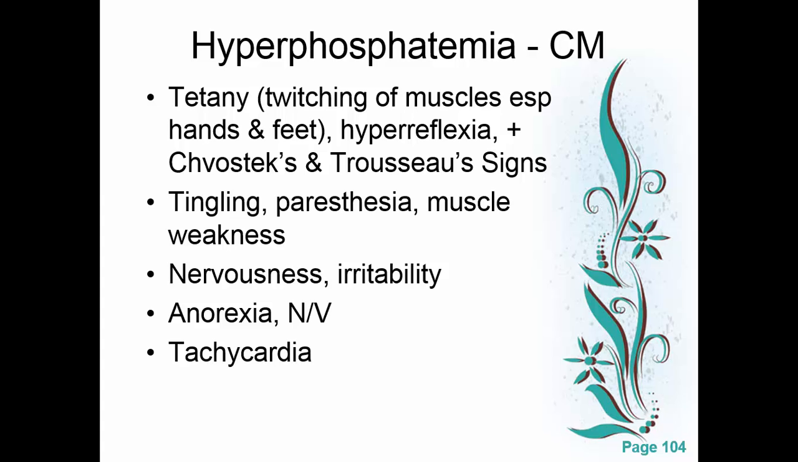Manifestations are going to be tetany, twitching of muscles, especially in the hands and feet, hyperreflexia, you've got your positive Chvostek's and Trousseau's signs, tingling, paresthesia, and muscle weakness, nervousness, irritability, anorexia, nausea, vomiting, and tachycardia. So you can see with this tetany and positive Chvostek's, Trousseau's, and hyperreflexia, how those are the same signs and symptoms that we saw with hypocalcemia. And remember, hypocalcemia usually accompanies hyperphosphatemia because they're the opposites.